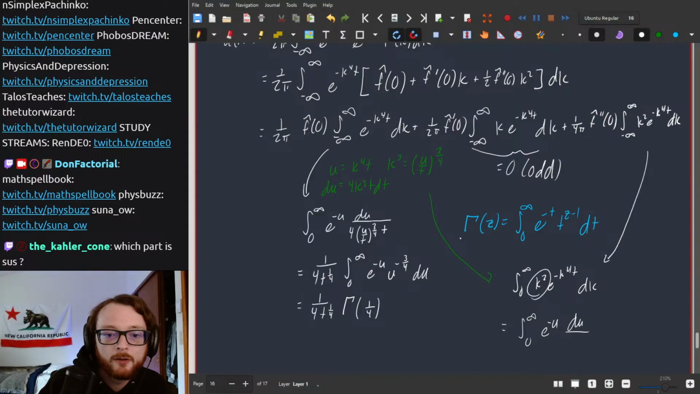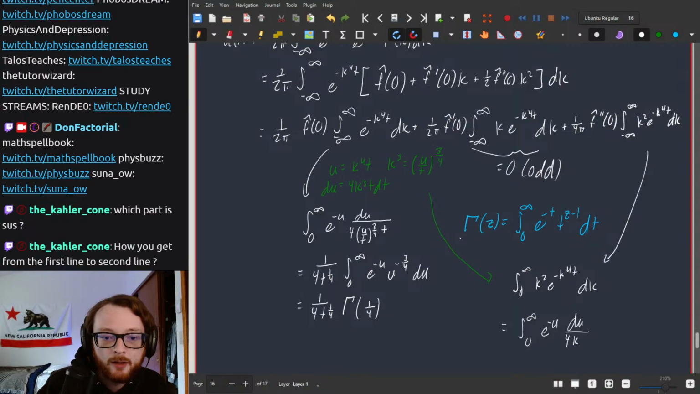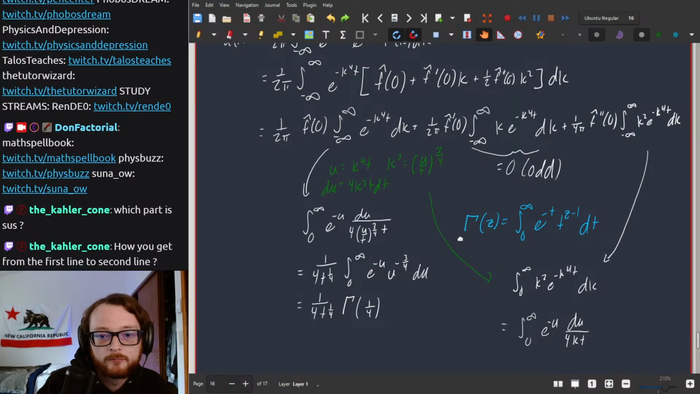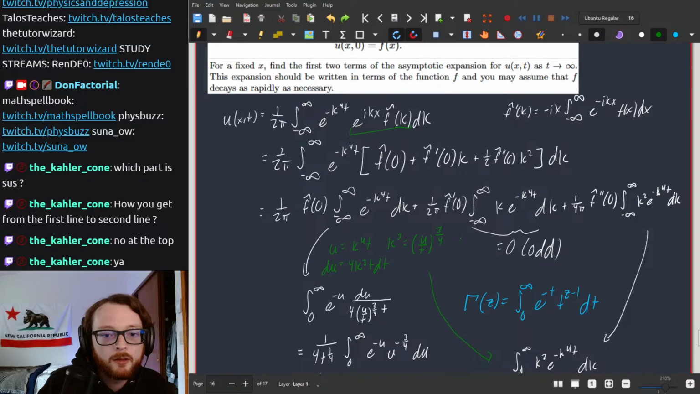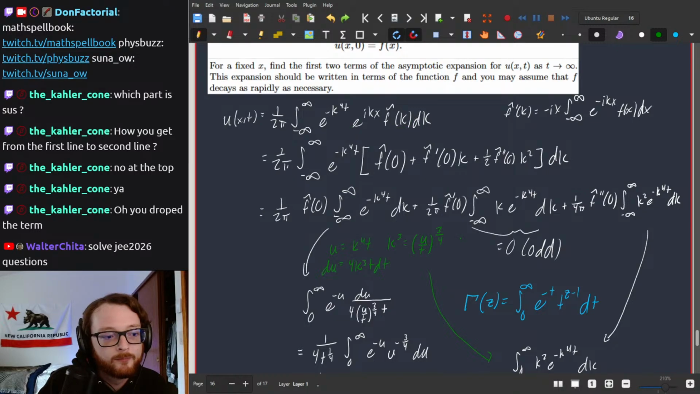So we have a k squared here, and then a k cubed from the sub. So we're going to have just a k there. How do I get from the first line to the second line? With that u sub. At the top? Oh, here? I expanded this in a Taylor series. I took the first 3 terms and then truncated it. A Taylor series about k equals 0. Yeah. Because the question is just the first 2 terms.